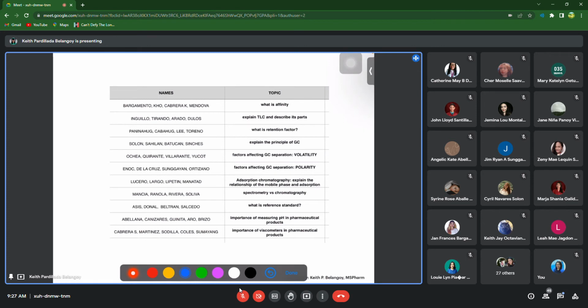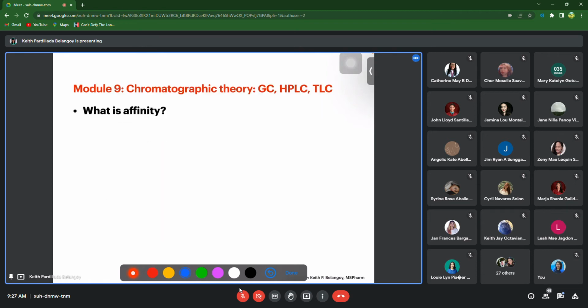So for the first one, you already know that there is really separation happening during chromatography. So let's get to know some terms that affect the separation of some of the components in the mixture. So we have Bargamento, Co, Cabrera, Keith, and Mindova. Can I have Mindova tell us what is affinity?